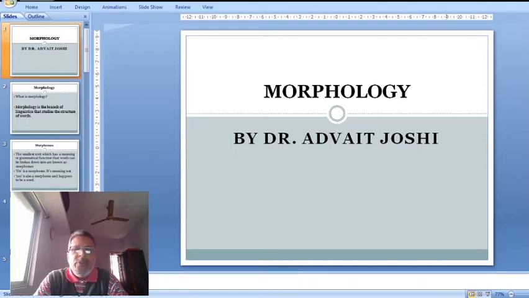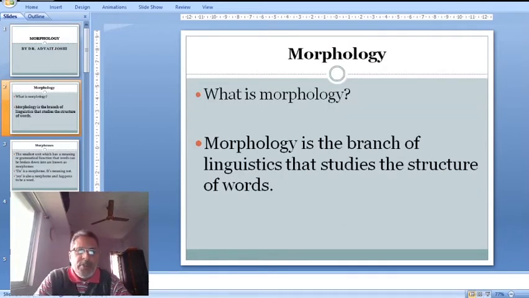Students, today we are going to deal with morphology. Morphology is one of the parts of the paper Language and Linguistics, which is prescribed for BA Part 3 Special English students. What is morphology? Morphology is the branch of linguistics that studies the structure of words. So it is the branch of linguistics and it studies the structure of words. So we are going to discuss the structure of words.